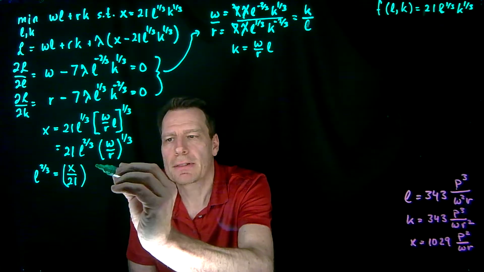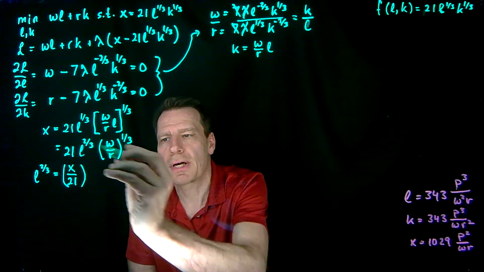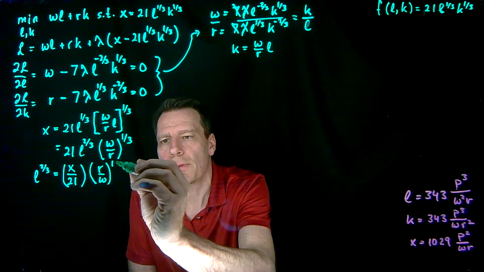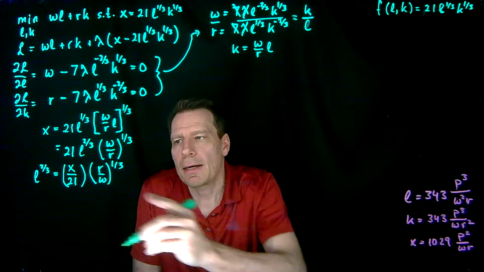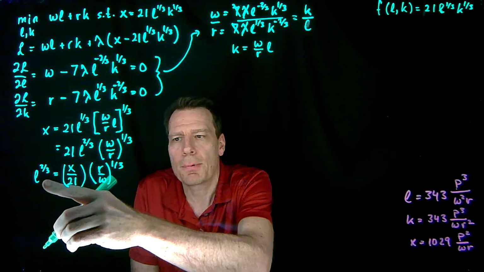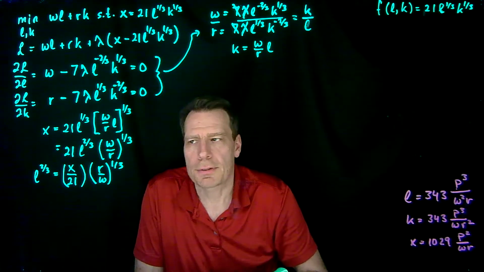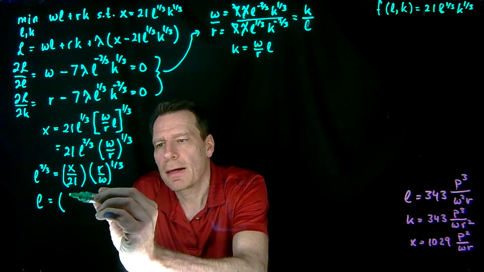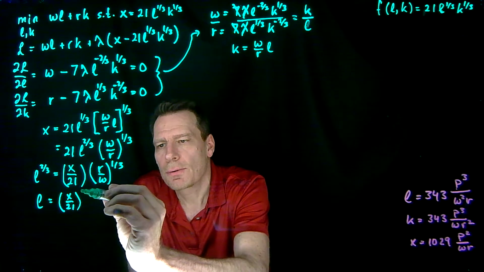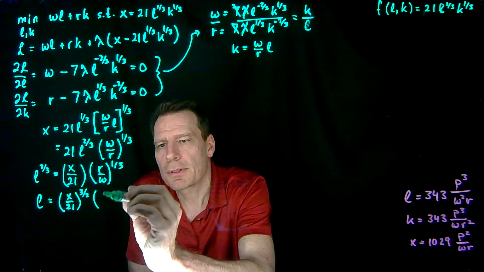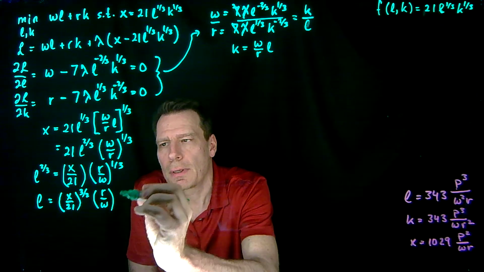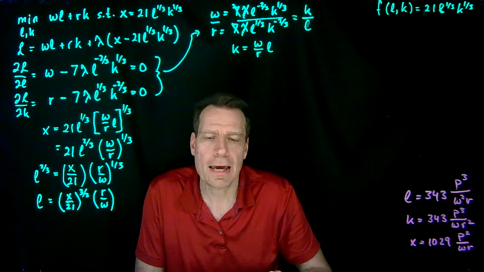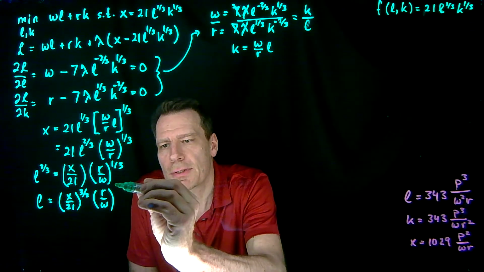times the inverse of this, because we're dividing both sides. So R over W to the 1/3. And then to get just L, we're going to take both sides to the 3/2. So that'll give us L on this side. On this side we'll have x divided by 21 to the 3/2 times R over W. If we take 1/3 to the 3/2, we multiply the 3/2 times the 1/3, so that gives us just a 1/2.